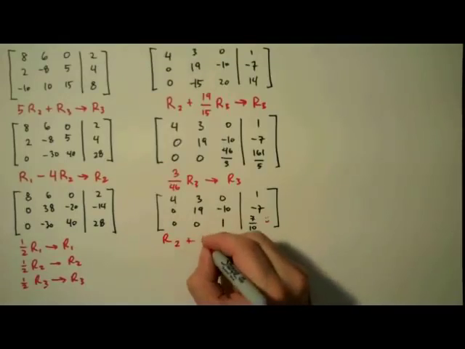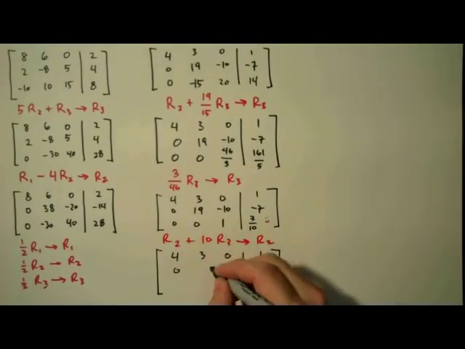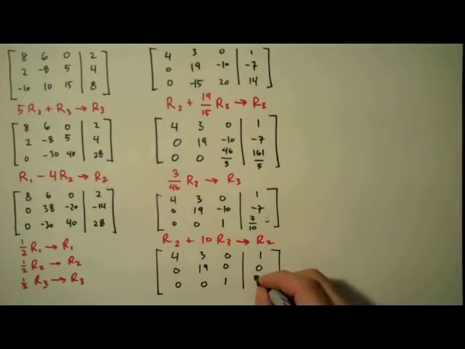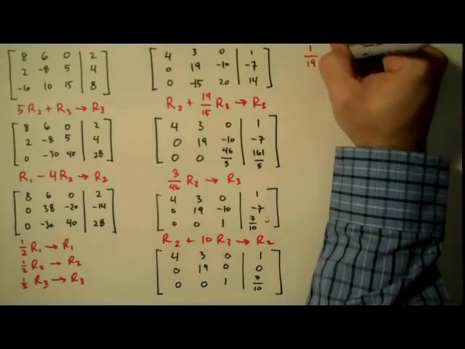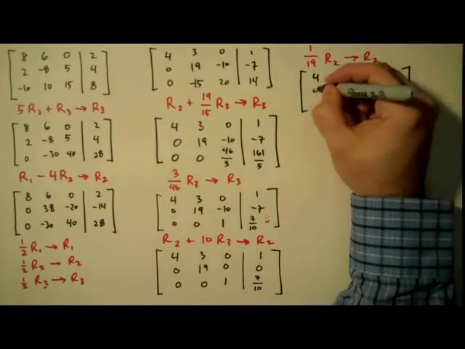Hey, it's the small things in life, right? Okay, now we're going to take row 2 and add to it 10 times row 3, replace row 2 with the result. This will give us a 0 in the third column of the second row. Next, we'll multiply row 2 by 1/19, and that gives us our second solution.